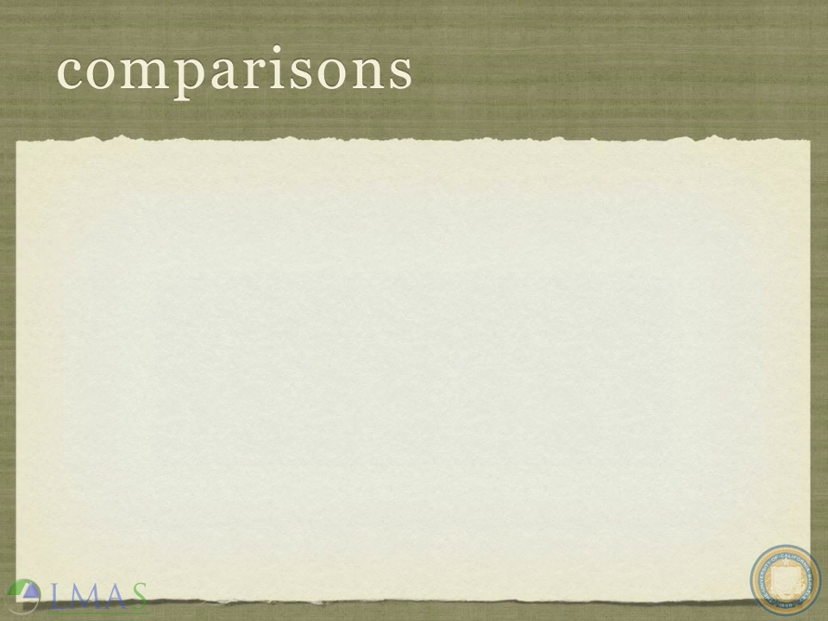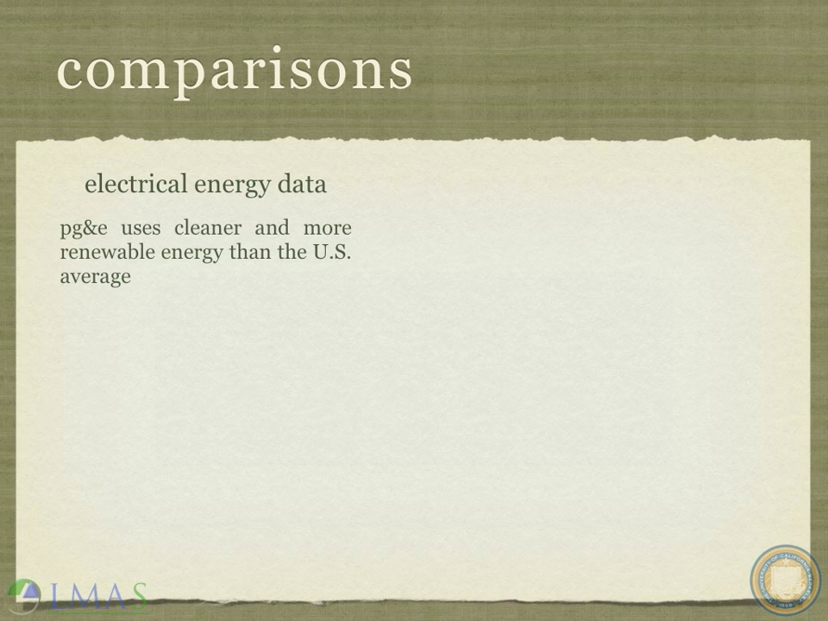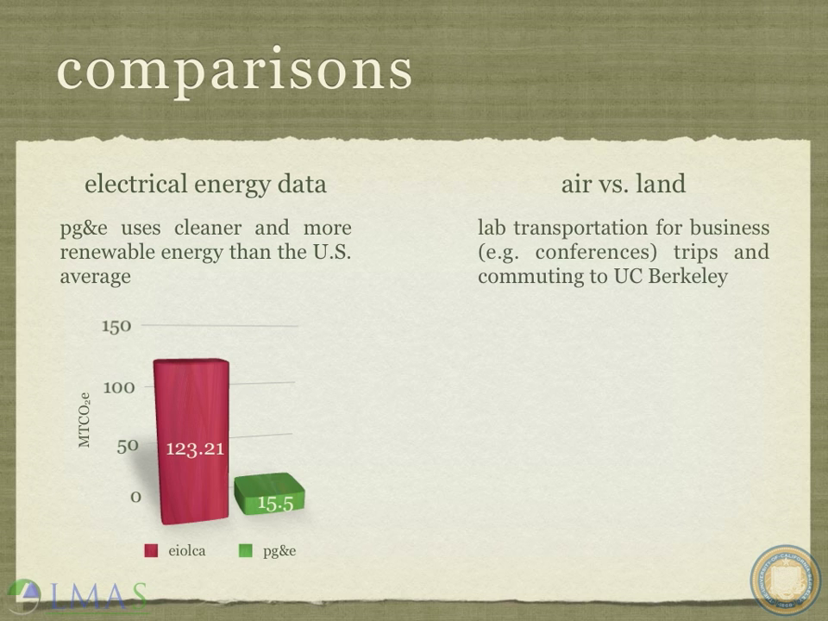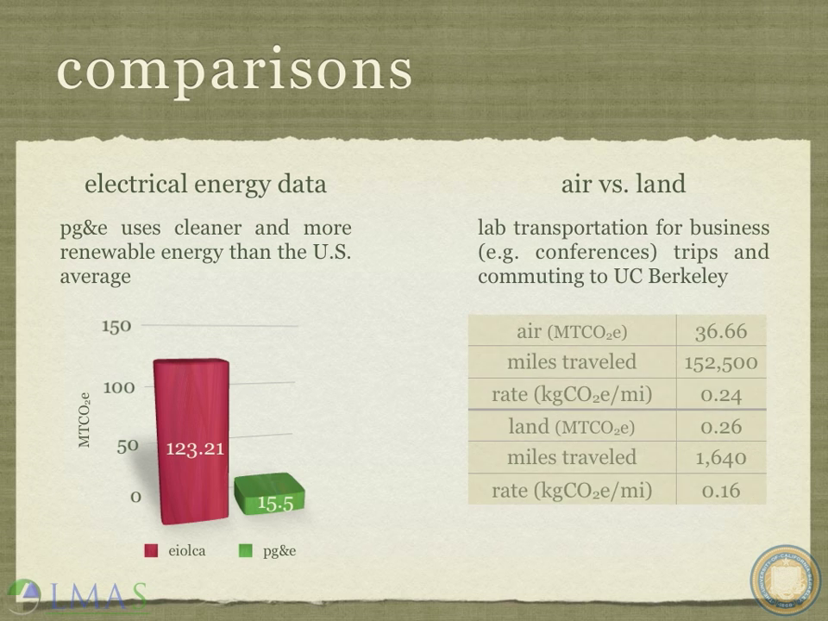A couple side comparisons. The first is comparing the results for electrical energy using the two methods, EIO-LCA and PG&E. Because PG&E uses cleaner and more renewable energy than the U.S. average, the GWP is nearly an order of magnitude lower. The second compares the lab's transportation use between land and air. It is interesting to note that the emissions rate by air is 1.5 times greater than by land.